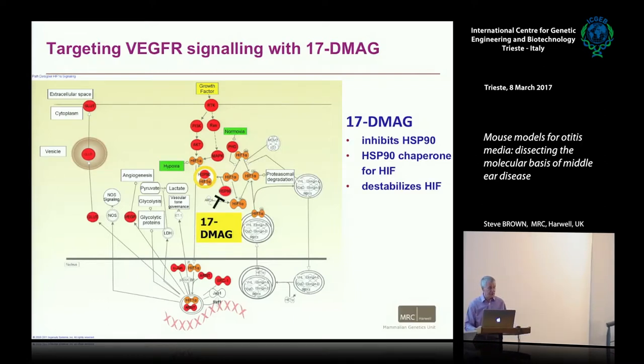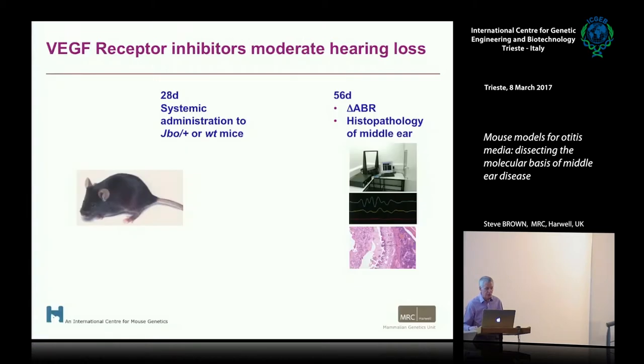And the experiment was relatively simple. Jumbo and Jeff mice develop this chronic otitis media at about 4 weeks of age. It develops between about 28 days and 56 days. And at 28 days, we took our mutant or wild-type mice and administered these compounds to them systemically. I'll come back to this later on. Obviously, this isn't something that you want to do with kids. You're probably all thinking this. We don't want to be giving them anti-cancer drugs systemically, but I'll come back to that point later on.